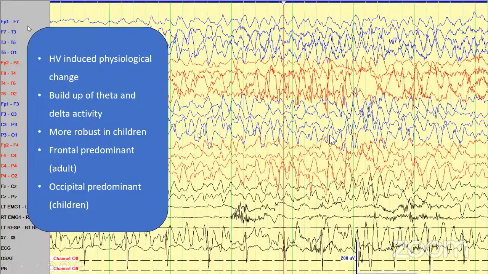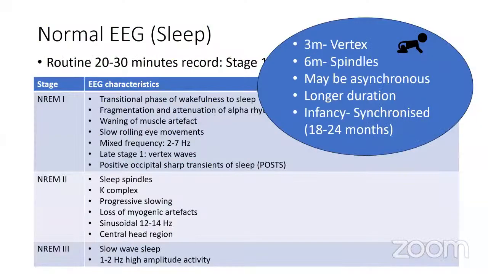So more or less, we are done with the awake normal pattern and a few examples of common benign transients that we see, which may look abnormal, but they are actually normal. So now moving on to sleep.